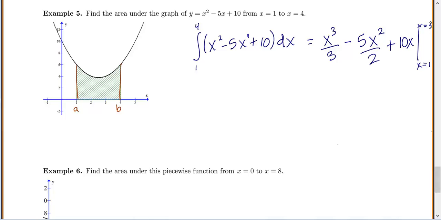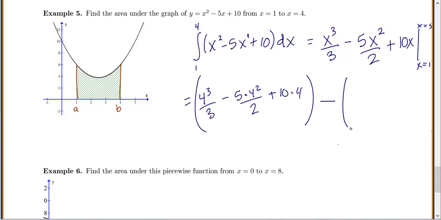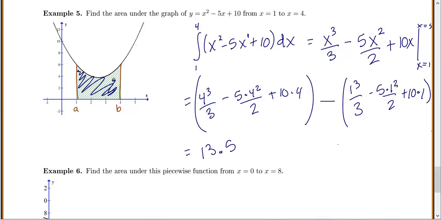And we don't always put the x equals, it's always implied, but sometimes we don't write it once we get used to what we're doing. So let's plug in the 4 first. You plug in the top number first, so it's going to be 4 cubed over 3 minus 5 times 4 squared over 2 plus 10 times 4. So we do all of that minus, now we're going to do the exact same thing with my lower limit. So 1 cubed over 3 minus 5 times 1 squared over 2 plus 10 times 1, which gives me 13.5. So that is this area right here under the curve from A to B.